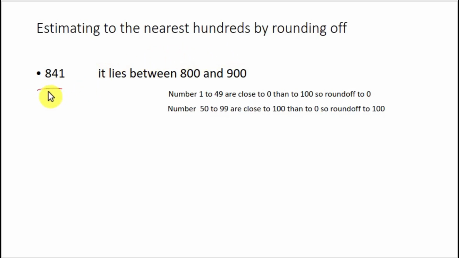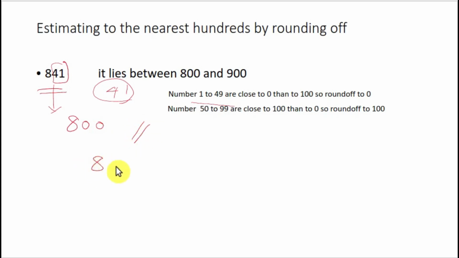Next, we are estimating to the nearest 100. See the example 841. It lies between 800 and 900. We always check the tens and ones places. Here, 1 to 49 are closer to 0 than to 100, so round off to 0. Here 41 is less than 50, so we round off 841 to 800.